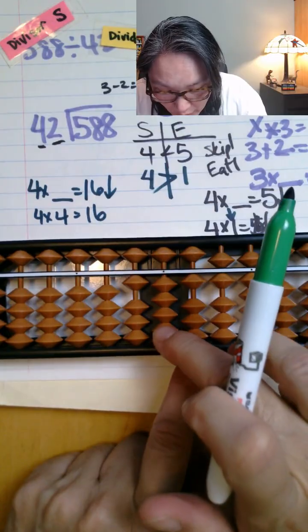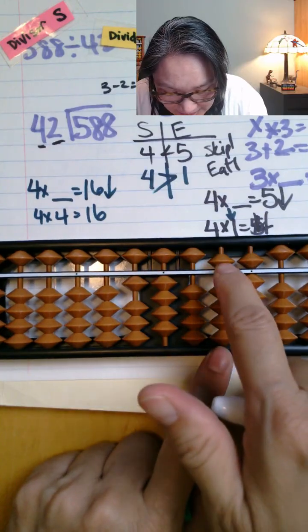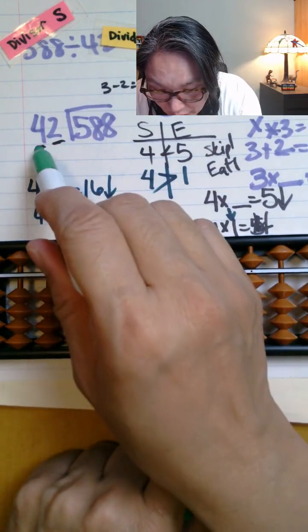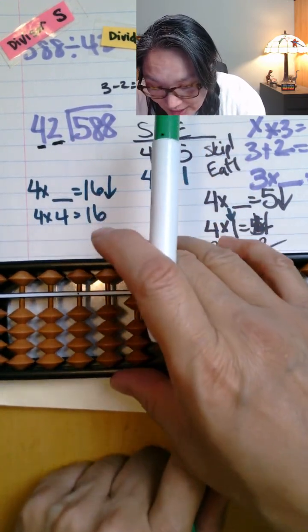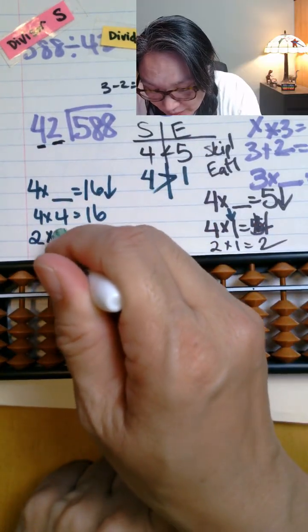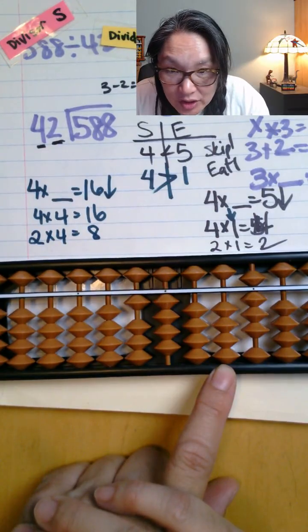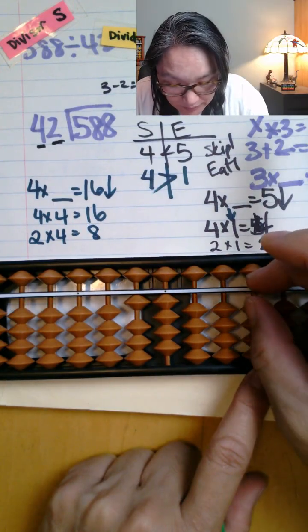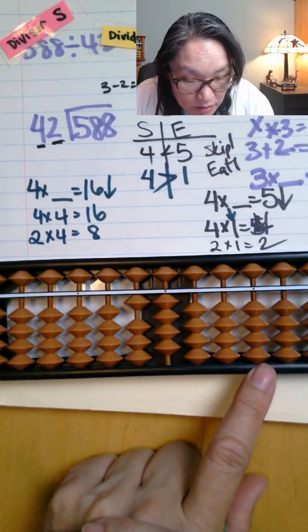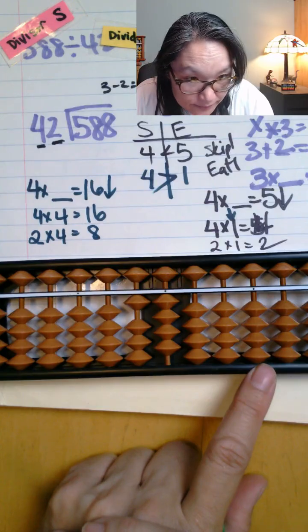So I add my 4 here. I take away 16. Take away 1. Take away 6. Whatever I do to the first digit, I got to do it again to the second digit. So the second digit is 2 times 4 is equal to 8. 8 is a single digit. I go back one column and I take away the 8. That's it. So my final answer is 14.